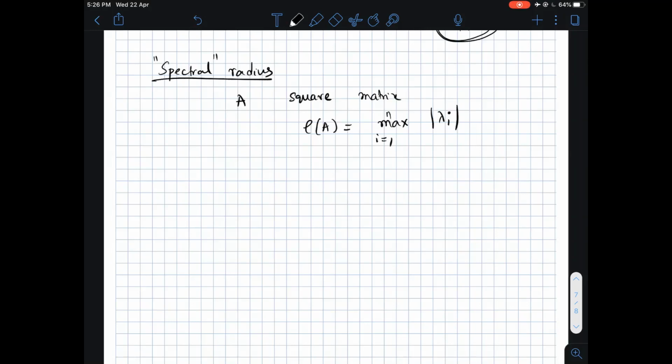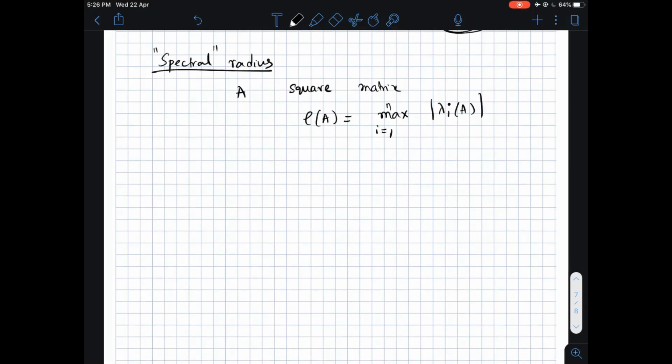So that's going to be max of |lambda_i|, okay, i equal to 1 to n. So basically, you take all the absolute values of the eigenvalues of A and you pick the largest among them. Okay, the largest absolute value, lambda_i of A. So it's as if you take the eigenvalues in a vector and take its infinity norm, right? That's what a spectral radius of a matrix is, right?